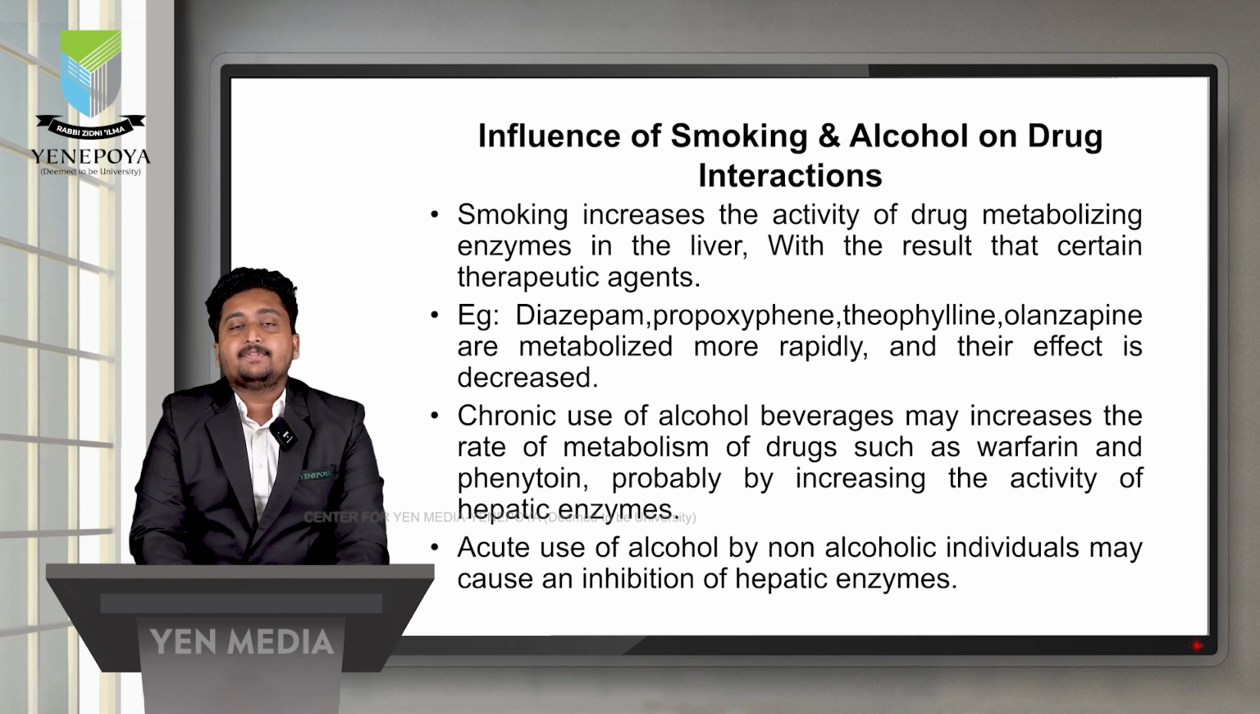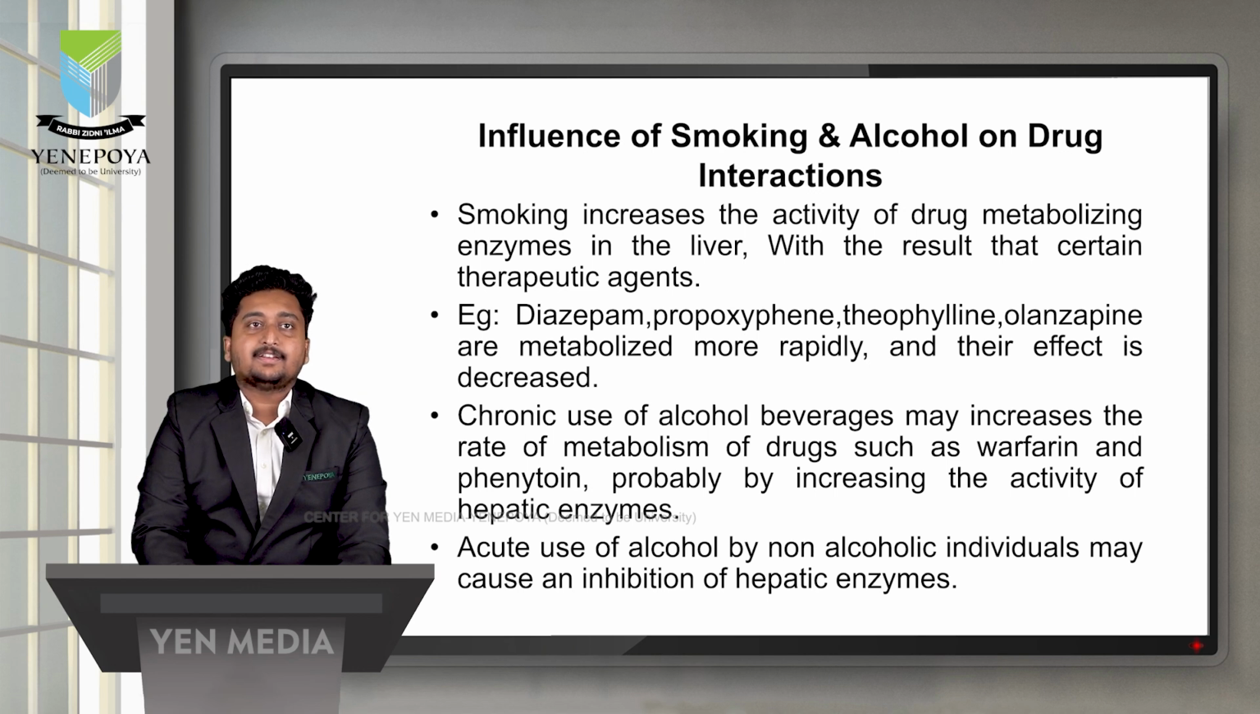So what happens if the rate of metabolism is faster? That is nothing but the effect is decreased. As I already said, the faster the metabolism, the faster the excretion, and the amount of drug that is actually present in the blood circulation or blood plasma is much lesser, and as a result the effect is decreased.